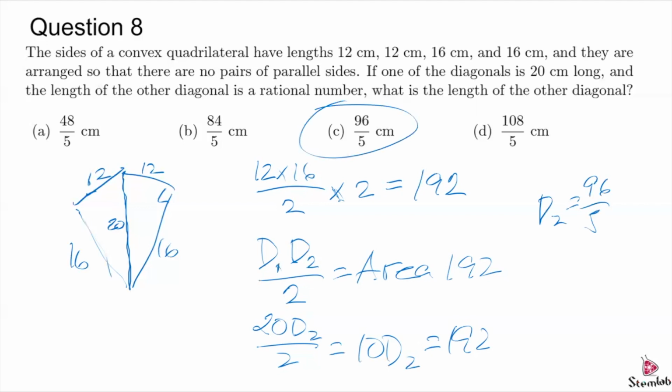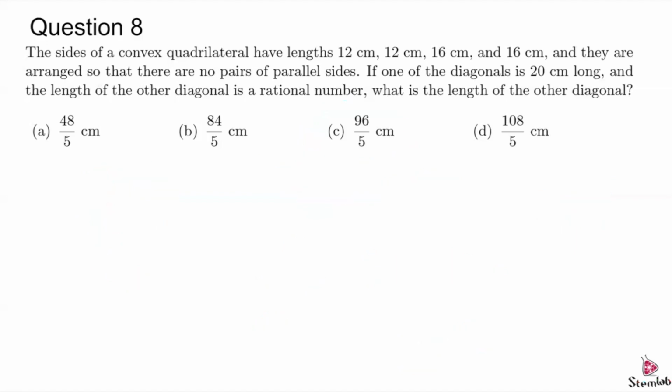You can actually try, just for investigative purposes, putting the diagonal 20 this way, and you will find that you will get an irrational diagonal on the other side. Okay, moving on to the next question.